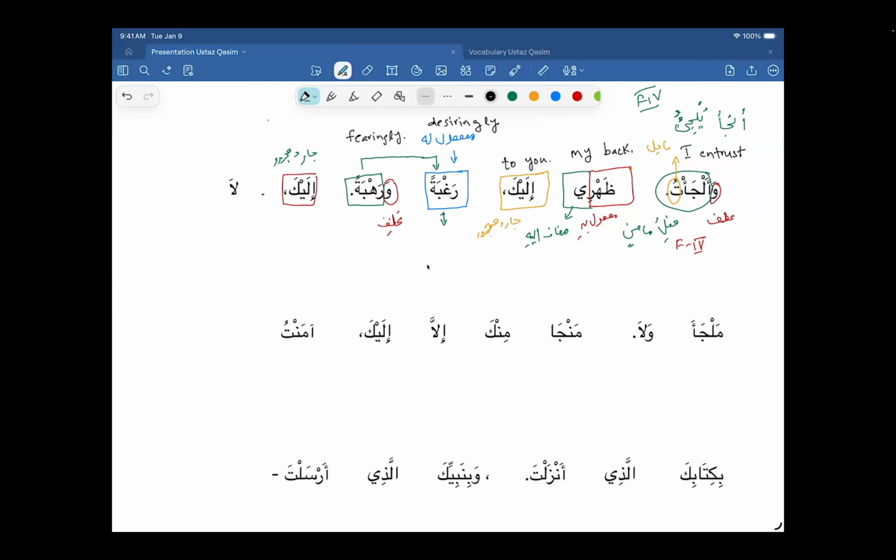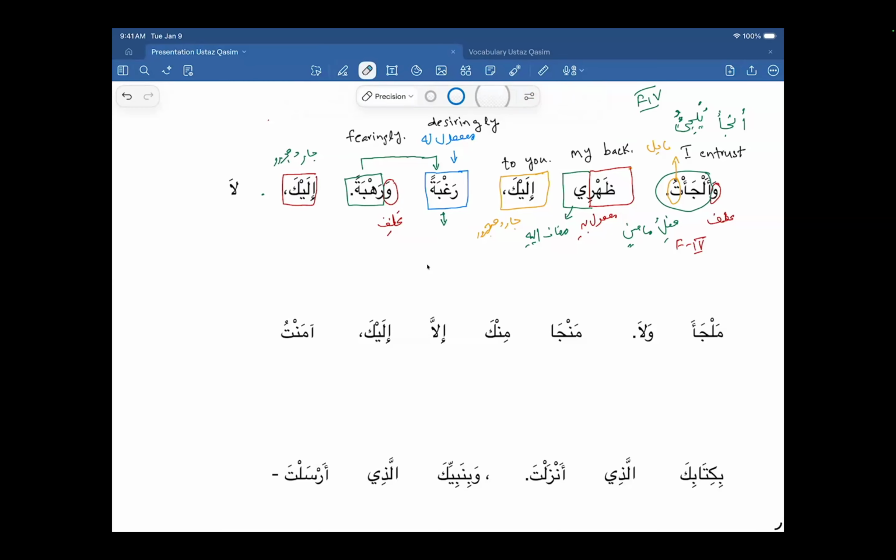So I am entrusting my back to you. You got my back, right? But I'm doing it desiring your mercy. I'm desiring something, so I'm desiring your mercy, and I'm fearing your punishment. Why am I doing it? Because I desire your mercy and I fear your punishment. So that's a beautiful way of saying it.